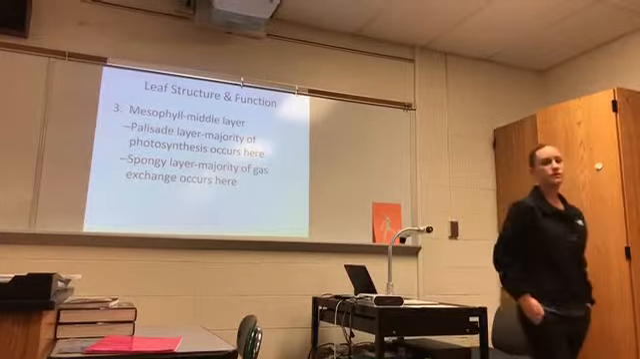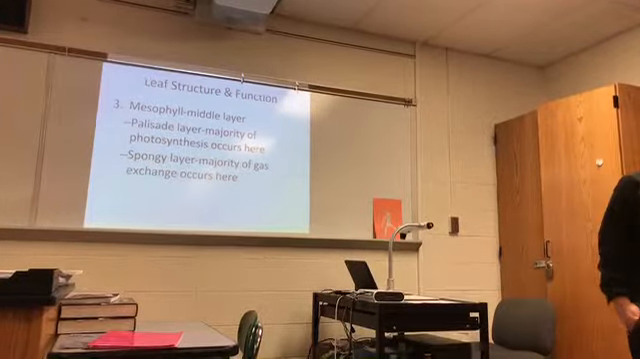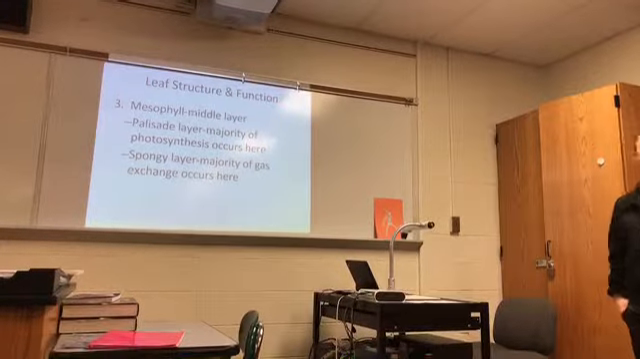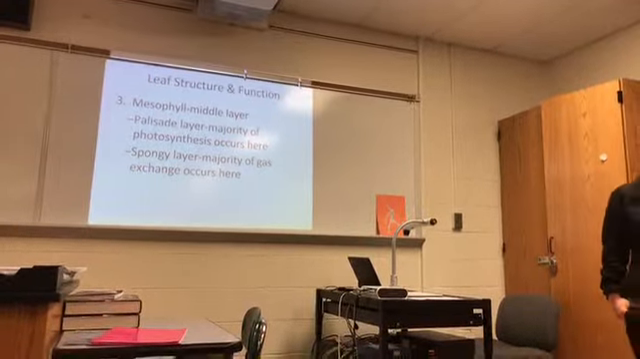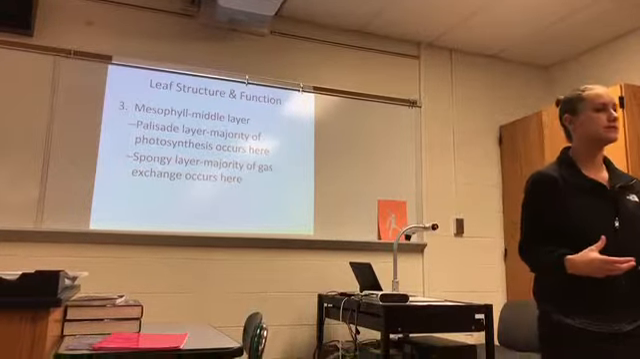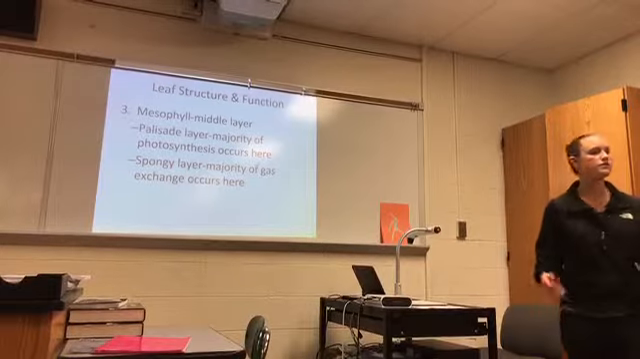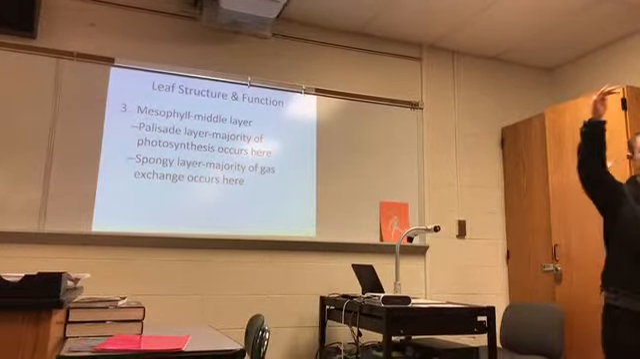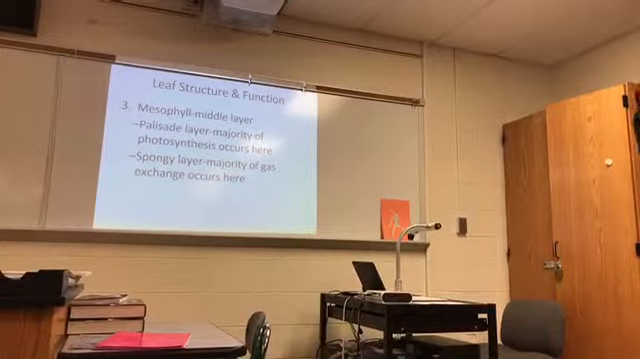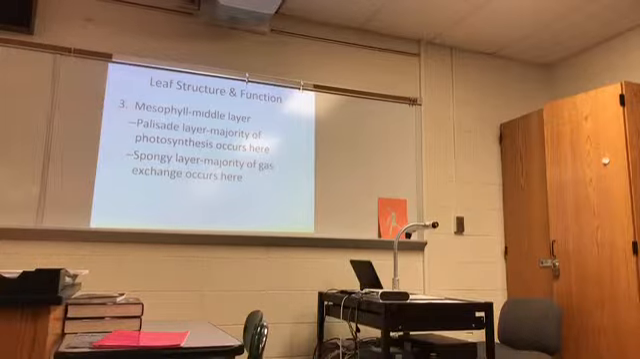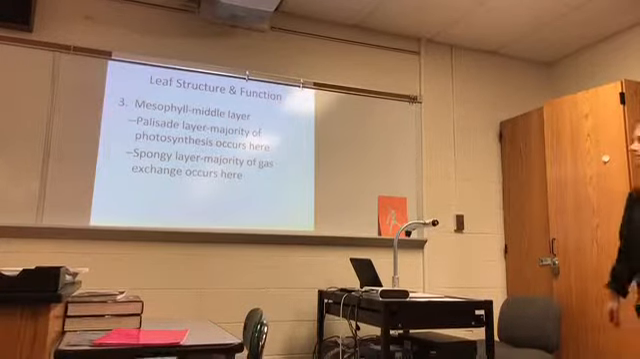Okay, then we have the mesophyll, which is the middle layer. We talked about there's two separate ones. First comes the palisade layer, and that's where the majority of photosynthesis is going to occur. Remember we talked about that because there's so many chloroplasts in there. And where do you think the sunlight reaches first? It's going to go through the cuticle, it's going to go through the upper epidermis, and it's going to hit the palisade first. So all those chloroplasts are going to soak up that sunlight.